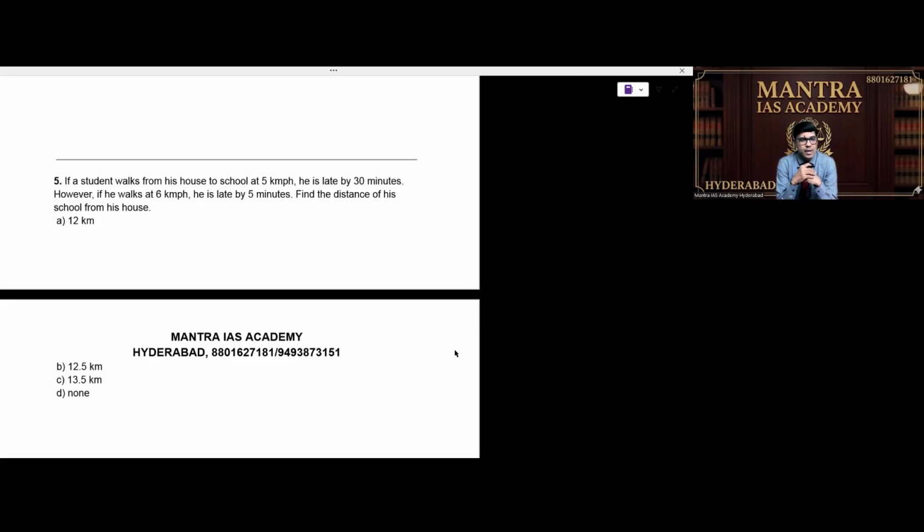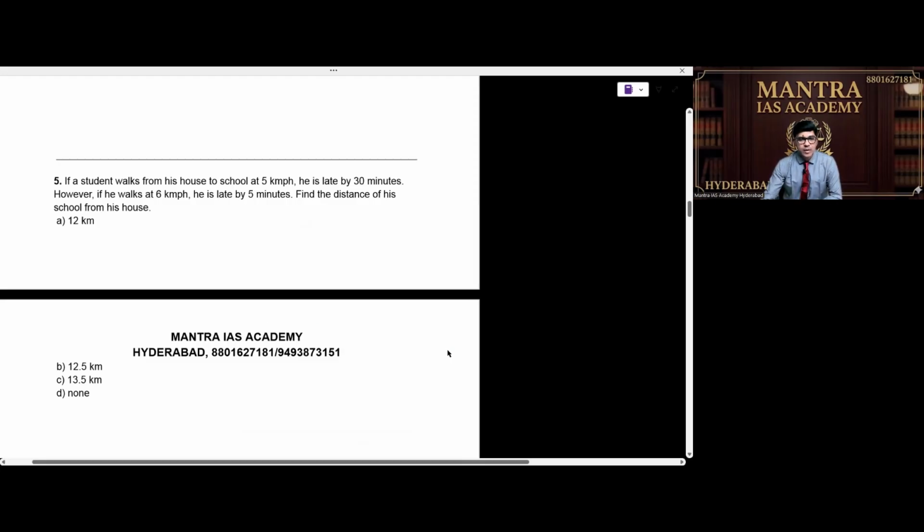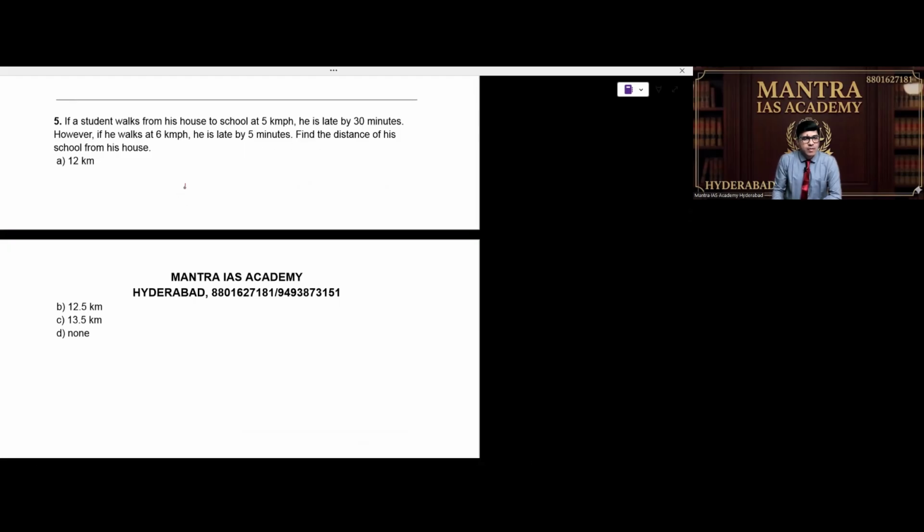How it is, I'll tell you. He is late by 5 minutes. Find the distance of his school from the house. Imagine that I'll just do one thing here. This is the house to school. While going from house to school, his speed was 5 kilometers per hour. Because of this speed, he was late by 30 minutes.